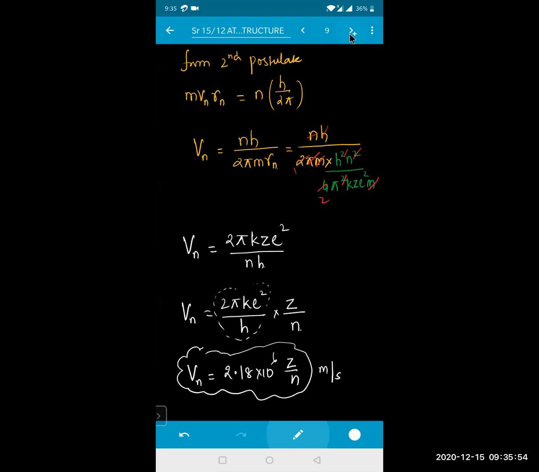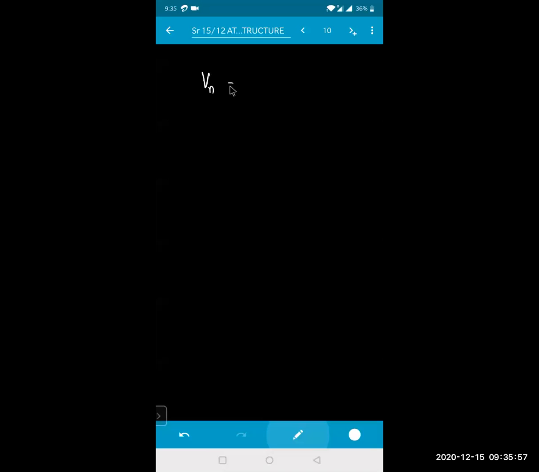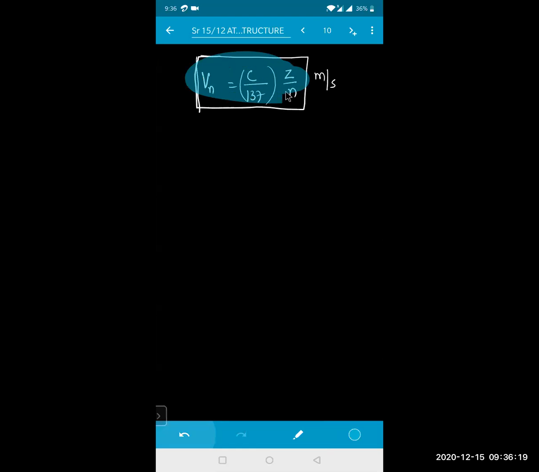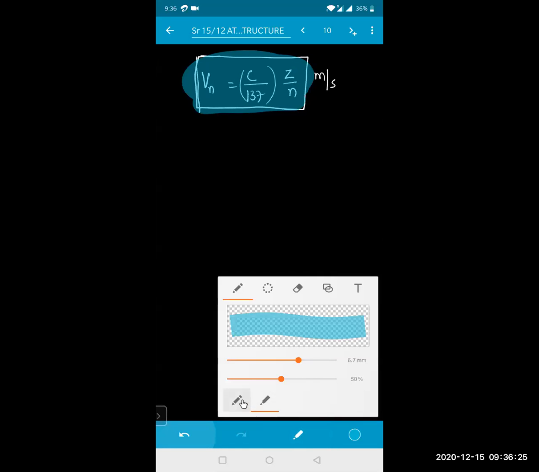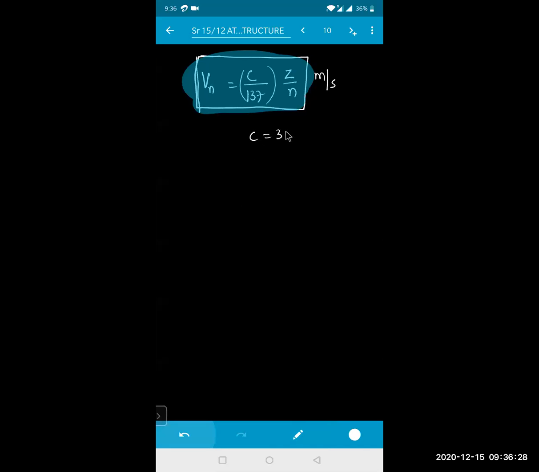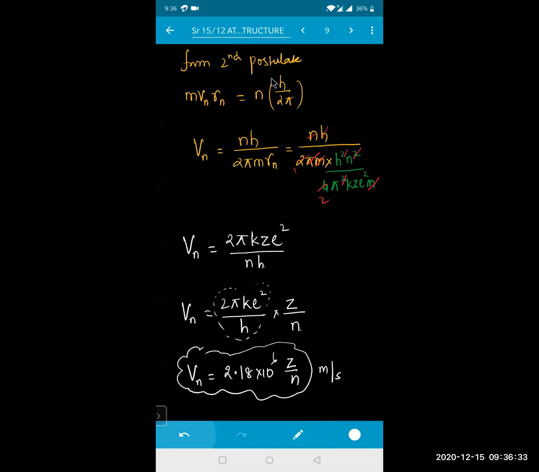This value is approximately equal to: velocity of your nth orbit is equal to velocity of light divided by 137 times z by n meter per second. So this is the shortcut formula for the velocity of the nth orbit. If I need to calculate the velocity of the electron in the nth orbit of Bohr's model, I can use this relation in terms of velocity of light times z by n, where the c value is 3 into 10 to the power of 8 meter per second. So that is how we got the velocity of your nth orbit.